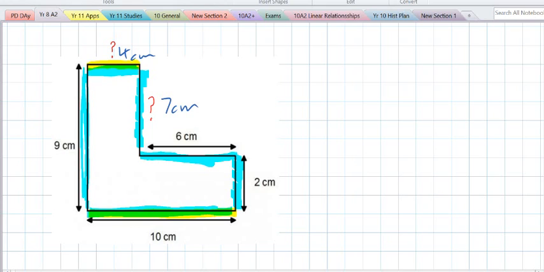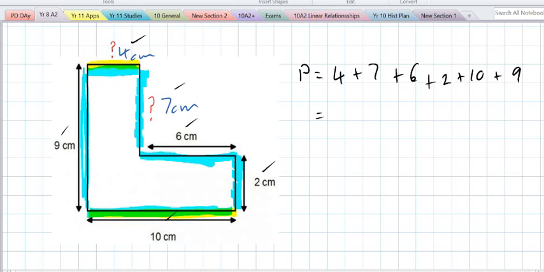So we can say that our perimeter is equal to 4, plus 7, plus 6, plus 2, plus 10, plus 9. Giving us a total of 11, 17, 19, 29, 38 centimetres.